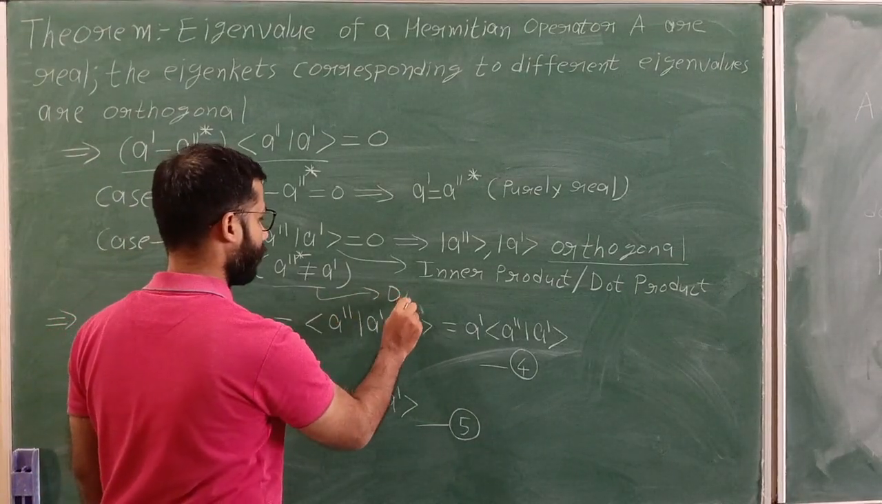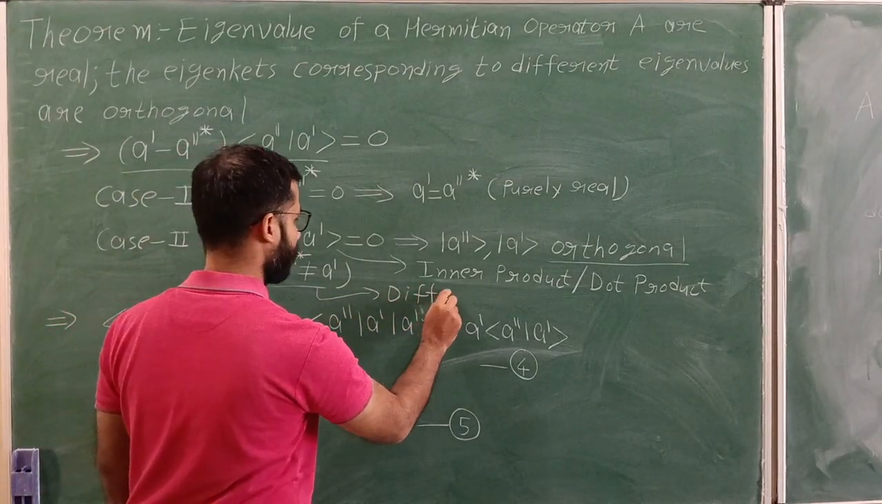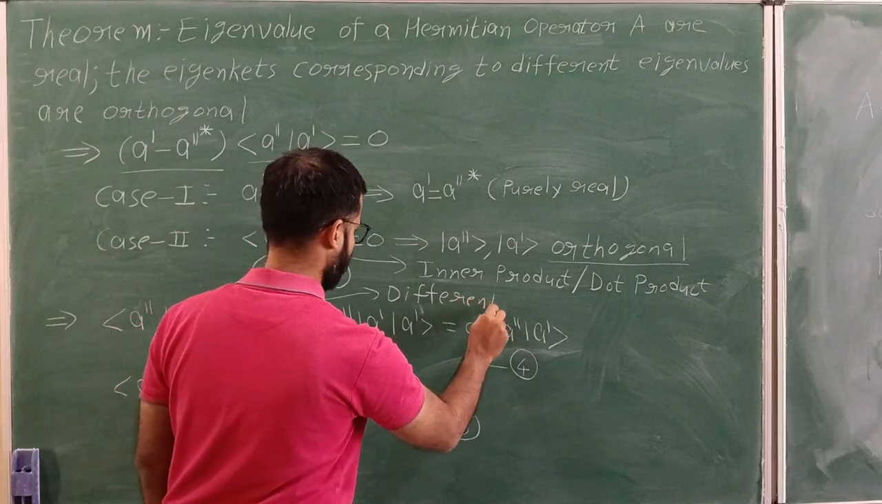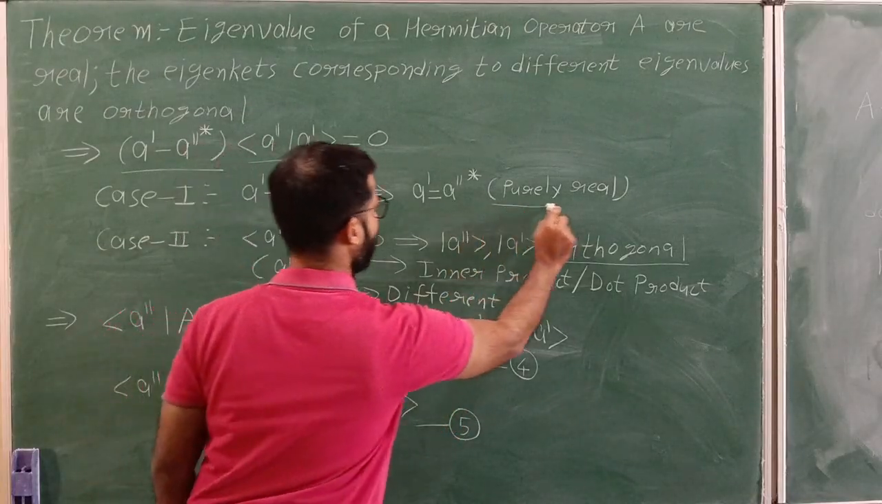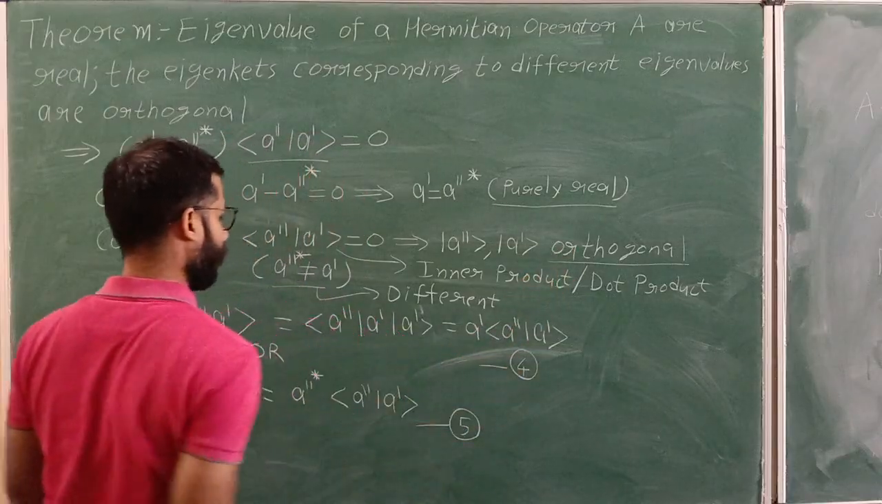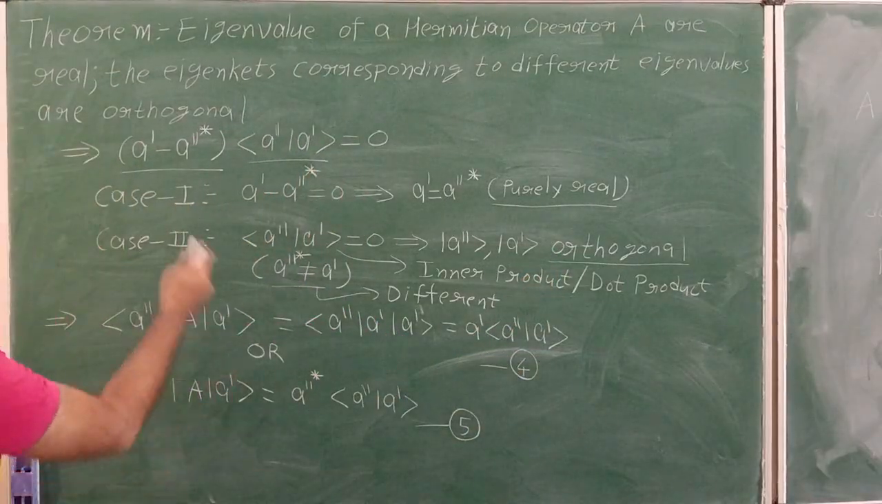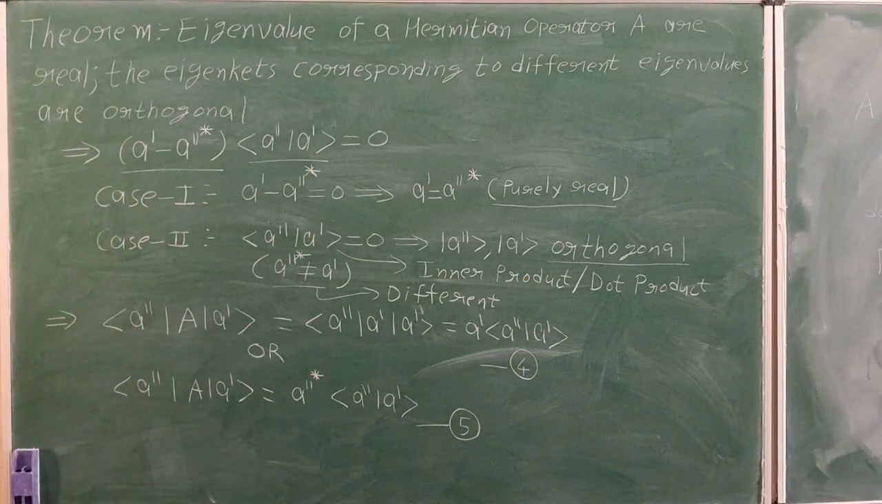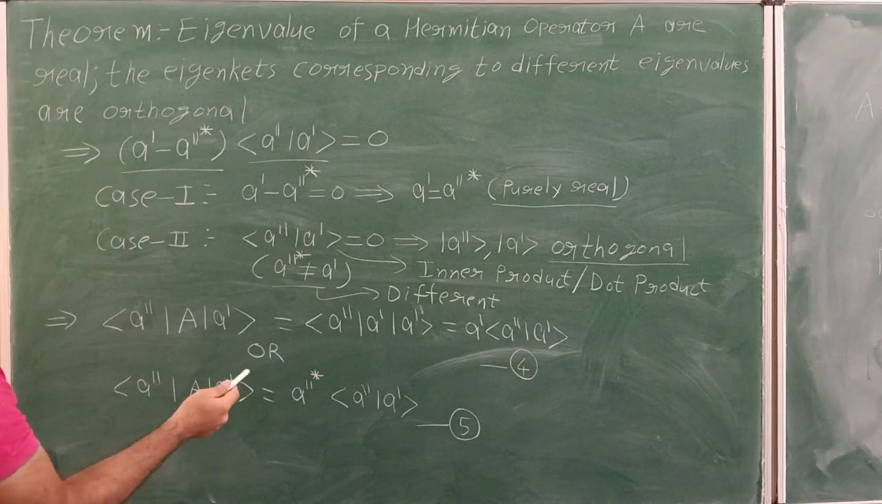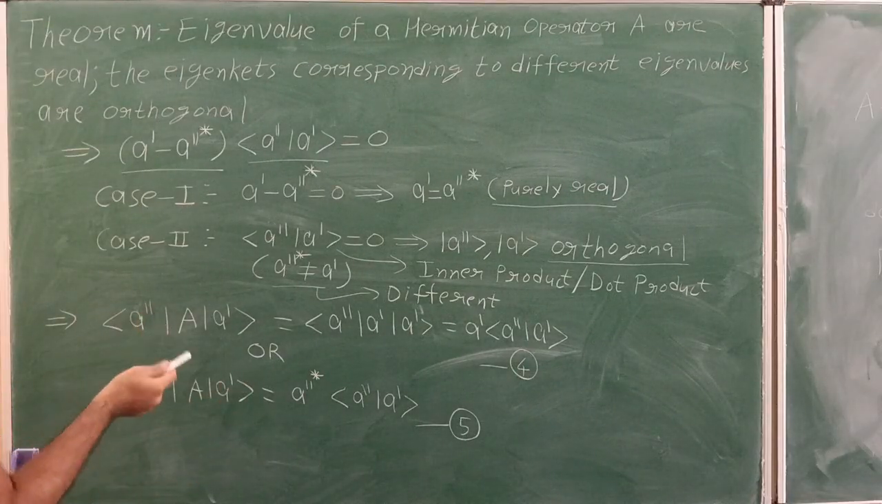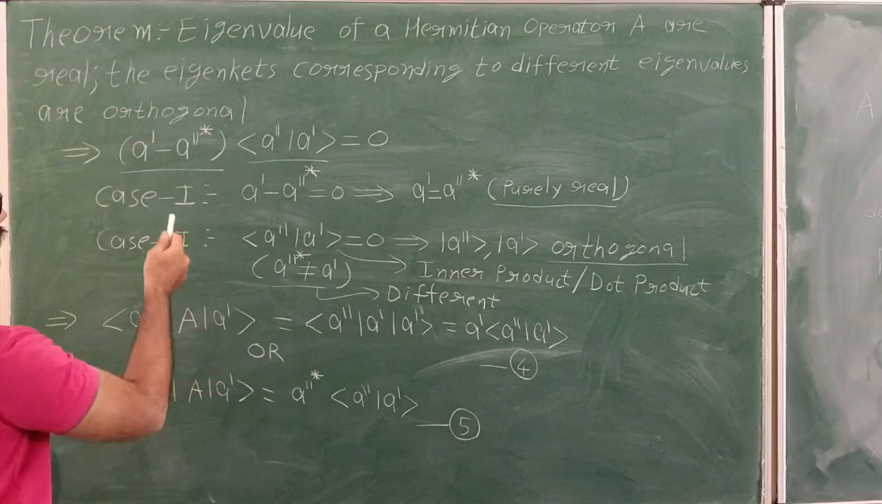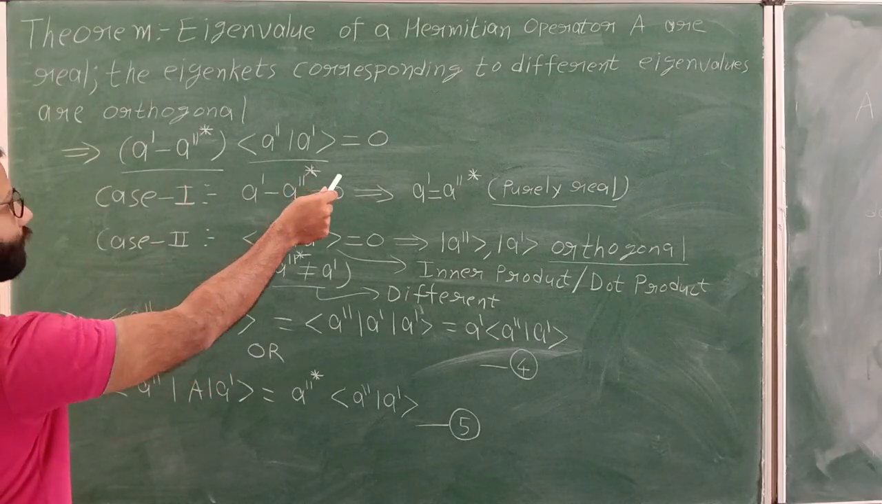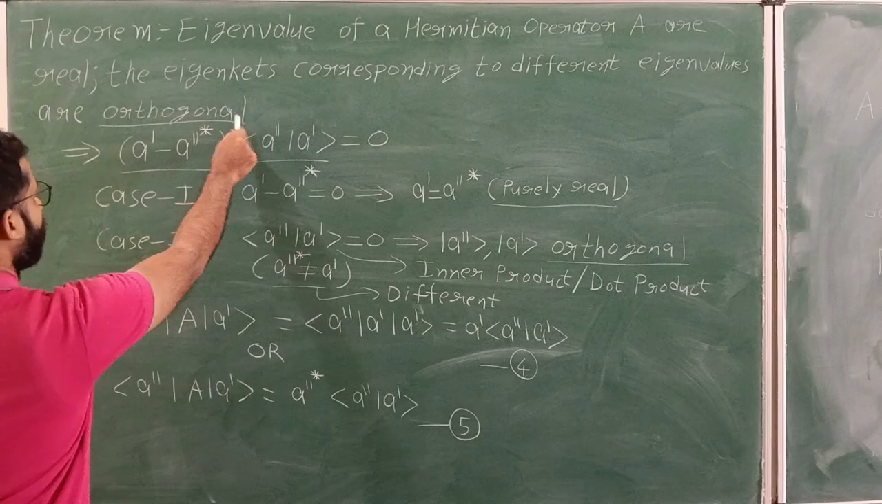These are different eigenvalues which are purely real, and their states are orthogonal. So hence we have proved this theorem, that the eigenvalues of a Hermitian operator A will always be real, and the corresponding eigenkets to these eigenvalues are always going to be orthogonal.